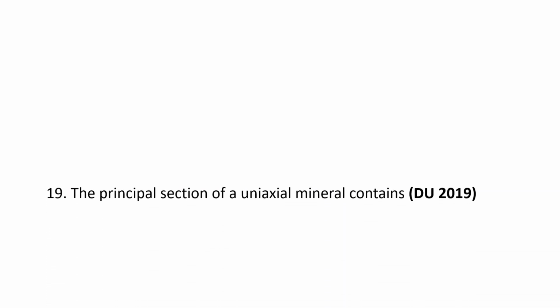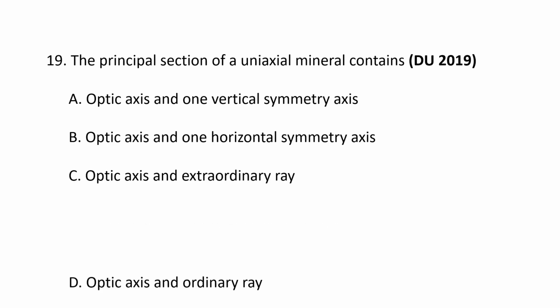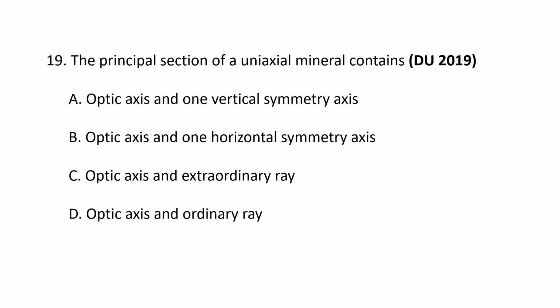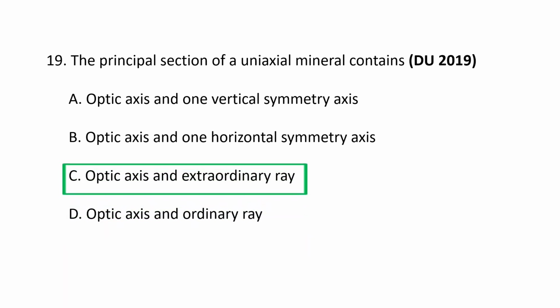Next question. The principal section of a uniaxial mineral contains: A. optic axis and one vertical symmetry axis, B. optic axis and one horizontal symmetry axis, C. optic axis and extraordinary ray, and D. optic axis and ordinary ray. The principal section of a uniaxial mineral contains optic axis and extraordinary ray. C is the correct option.